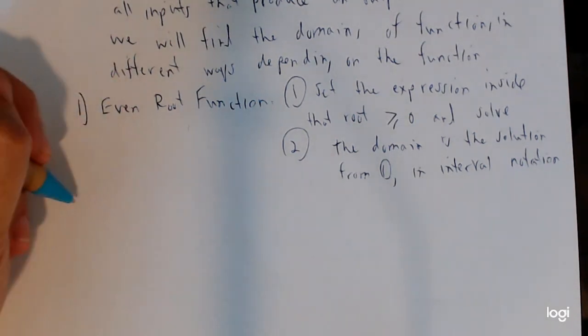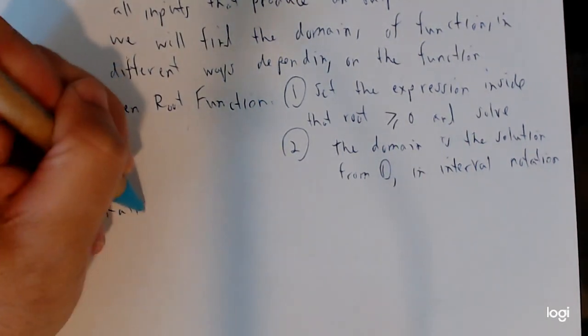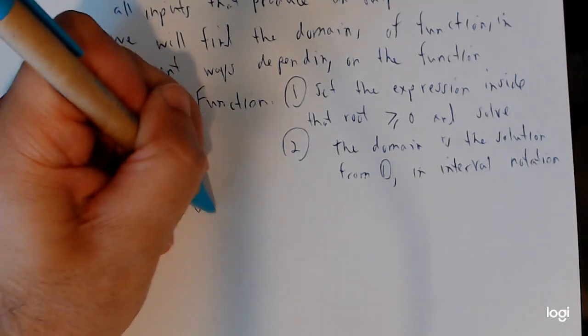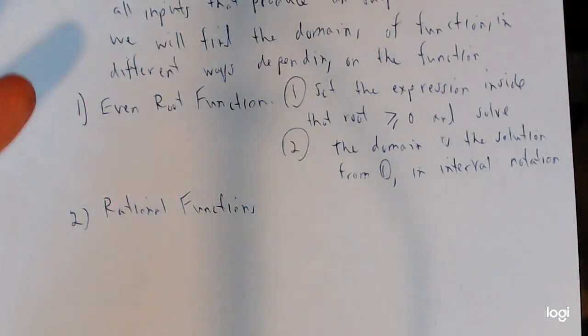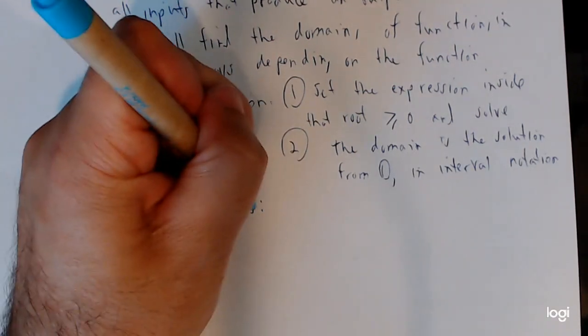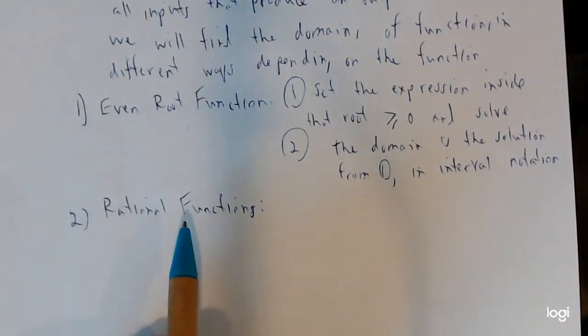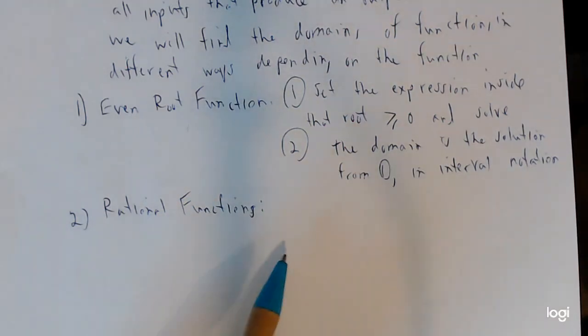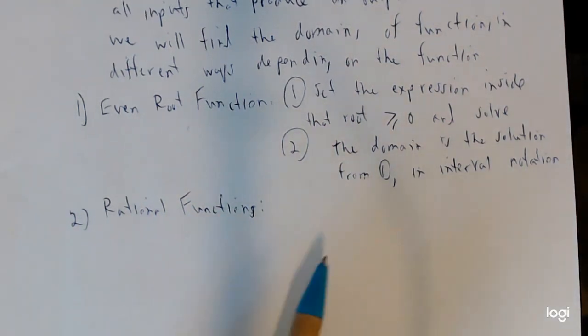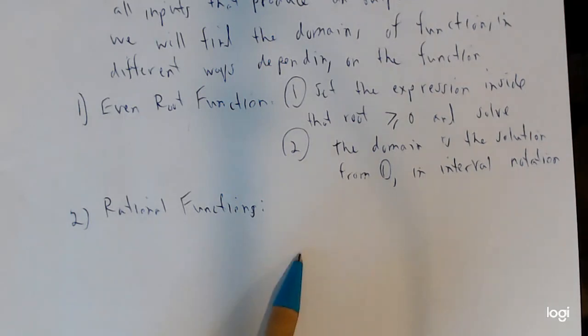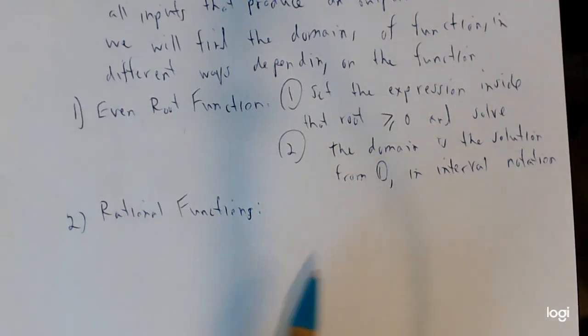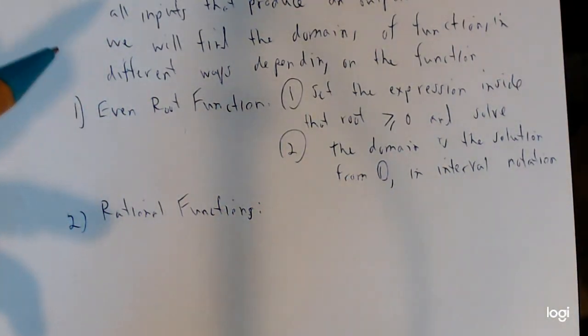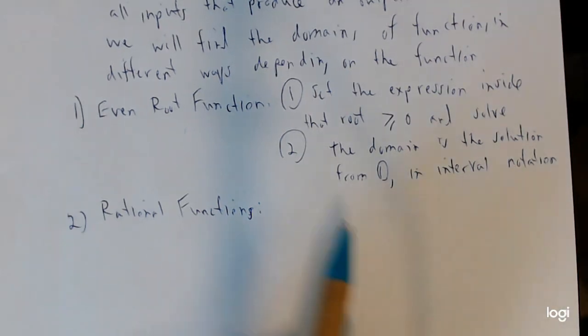Okay, so the second type is if we have rational functions, which are functions in which we have a numerator and obviously a denominator. And we know that anytime my denominator is 0 for a rational function, that becomes an issue. So for rational functions, we're going to work the other way. We're going to say, which x values make my denominator 0? Those x values are not a part of the domain. So the domain will be all real numbers except for these values that make the denominator 0.